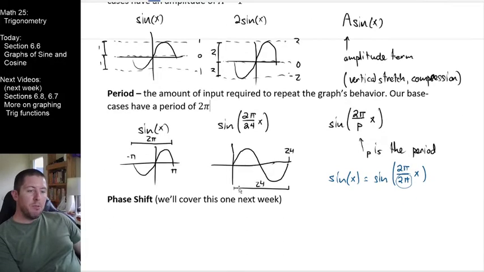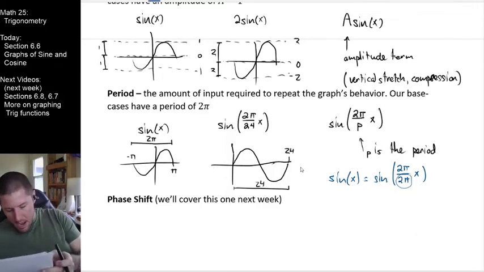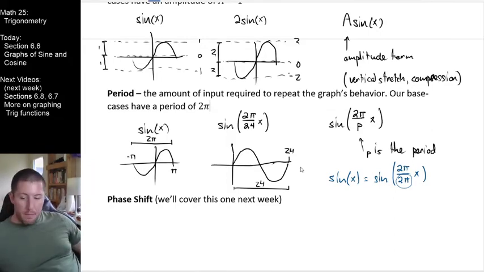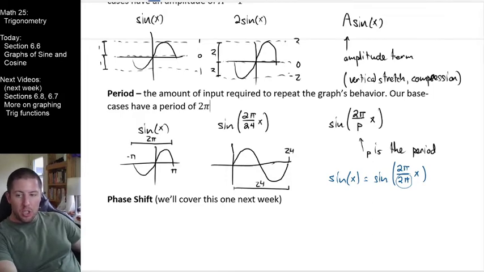Finally, phase shift. I'm just going to leave this one alone. This is the one that we're going to talk about coming up in our next class period here. So in general, what we do want to come up with is the fact that we can make all sorts of these modifications. I want to come over to Desmos and show you something that's super nice that you can do here.